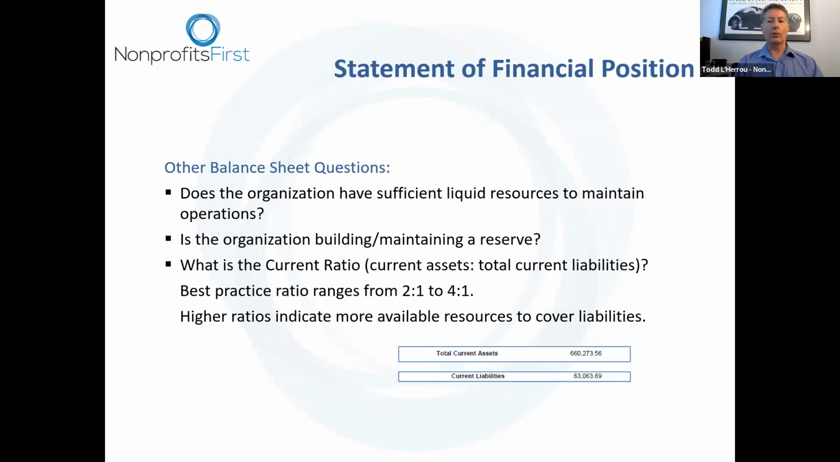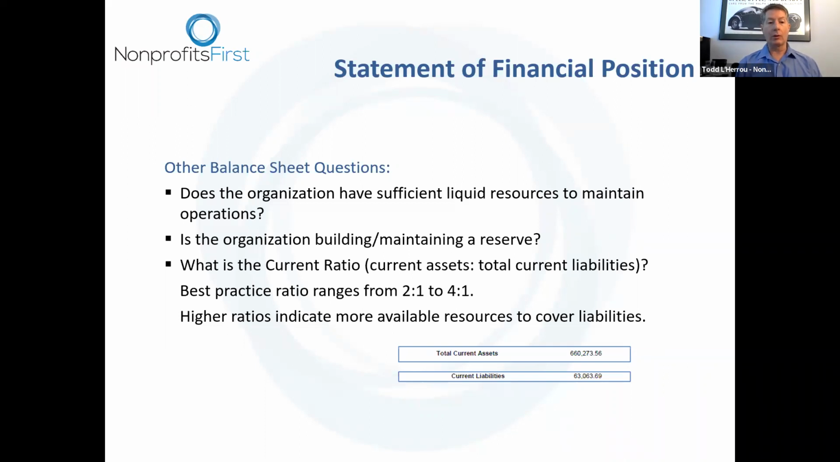All right, so those are some of the things at the bottom of the sheet where you talk about the restricted and unrestricted assets. But there's some other questions you can also look at on the balance sheet. One of those questions is, does the organization have sufficient liquid resources in order to maintain operations? So this organization, I showed the balance sheet before, we'll get back to it a little bit later. But they have total current assets, which are pretty good, but it is important to look to see how liquid those assets are as well.